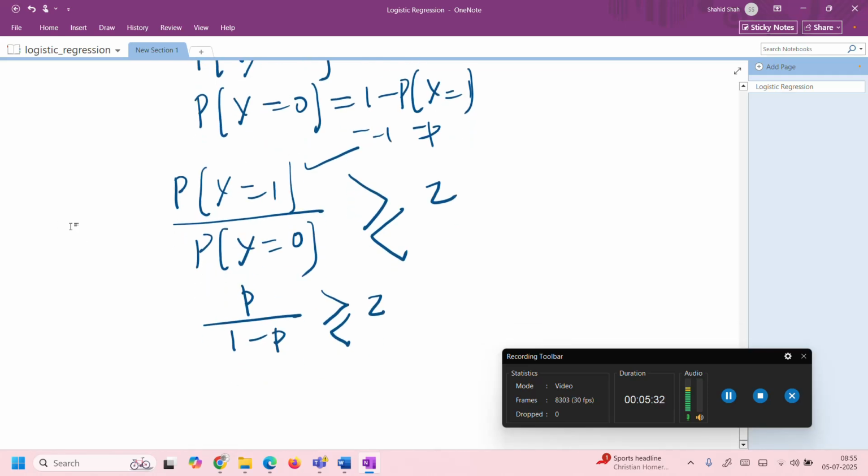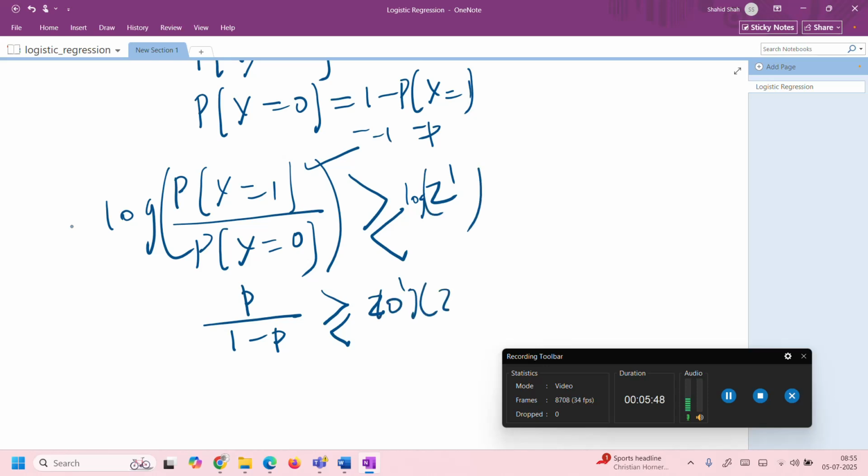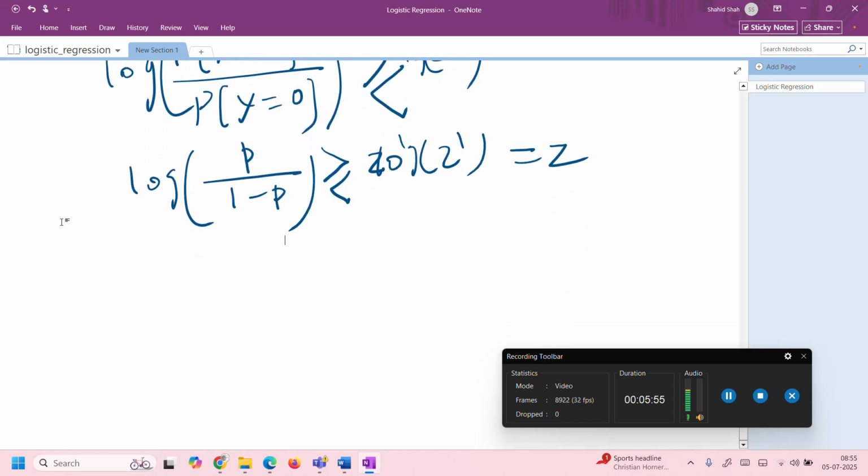Okay, and it is very customary in case of such analysis that we will take log on both sides. So log, and let's say this is z dash, because we need z for some other purpose. Log z dash, so let log z dash be denoted by z. So this is called a log likelihood ratio, by the way. Now it means that p divided by 1 minus p we have to compare with e to the power z, because the base here is e.